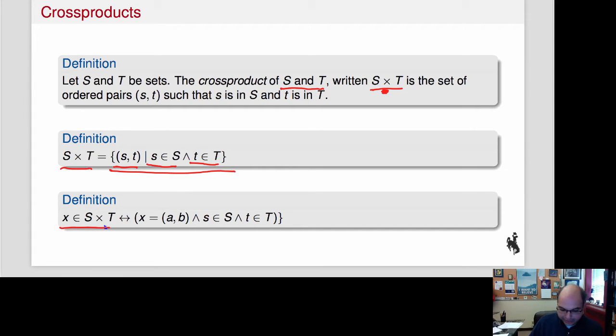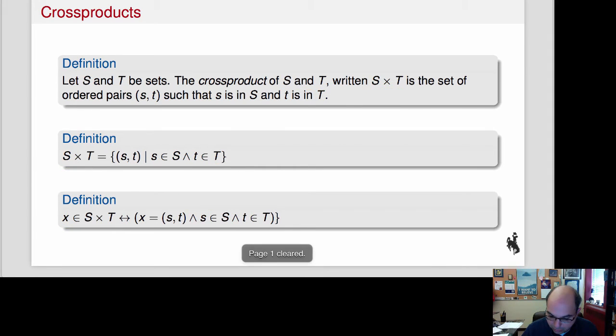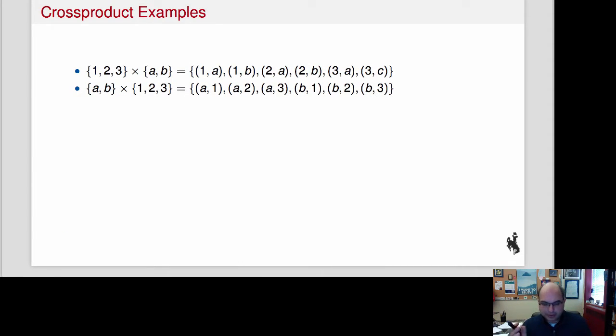We can also write it as x belongs to S cross T if and only if x is equal to (s, t), and s belongs to capital S and t belongs to capital T, okay? So that's what it means to be a cross product. So here are some examples, okay?